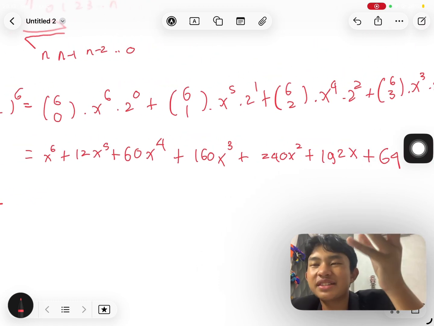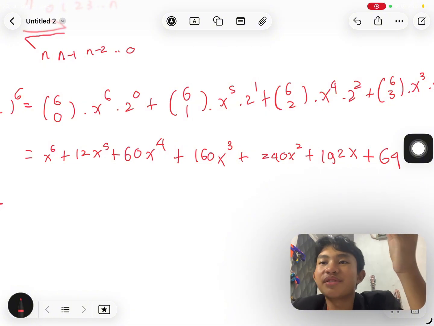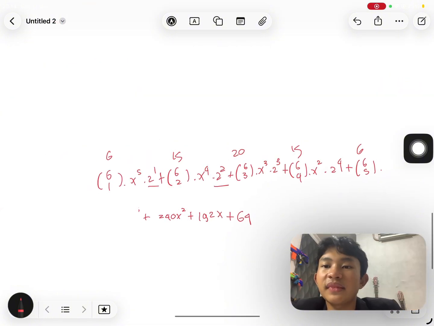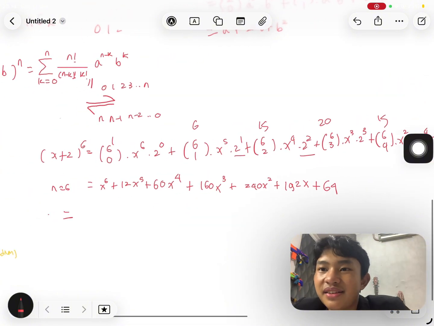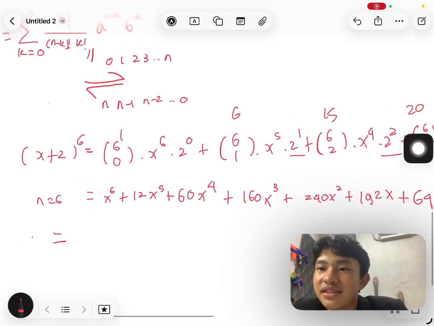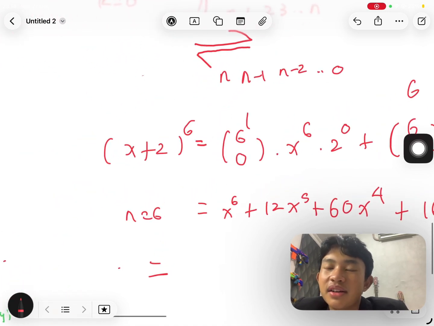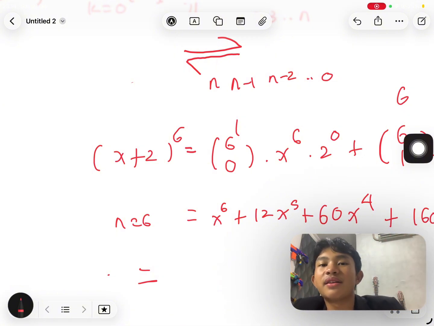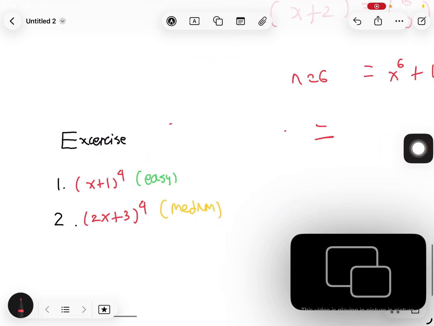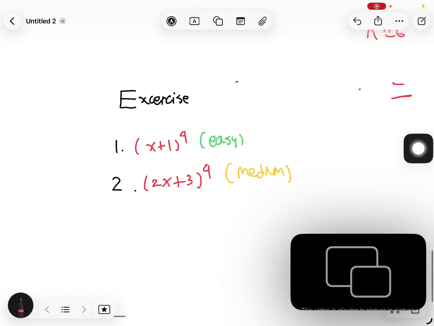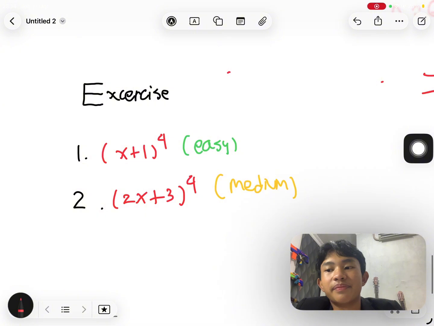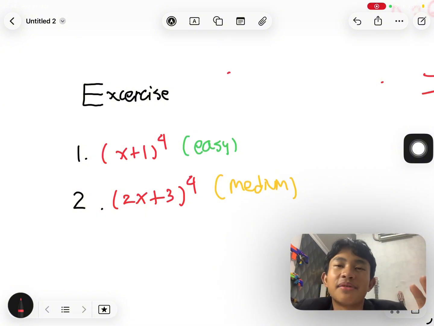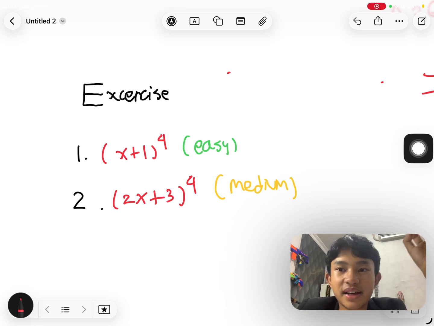Of course, it's really simple compared to foiling or using Pascal's triangle. So now we have used the binomial expansion to expand a binomial to a power of n greater than 2 or 3. Now I have an exercise for you guys. I have two questions, one easy, one medium. For the easy one, we just have (x + 1) to the power of 4, and for the medium one, we have (2x + 3) to the power of 4.